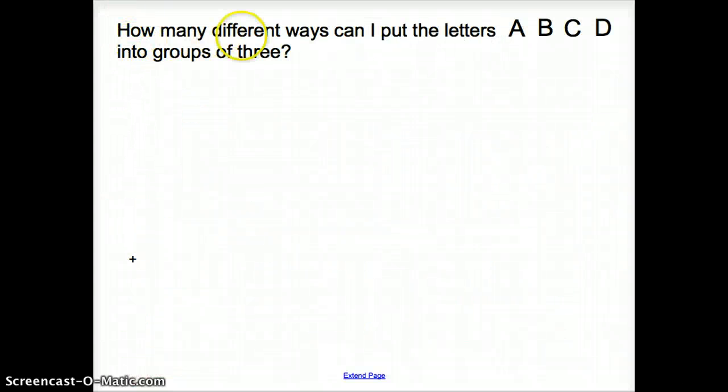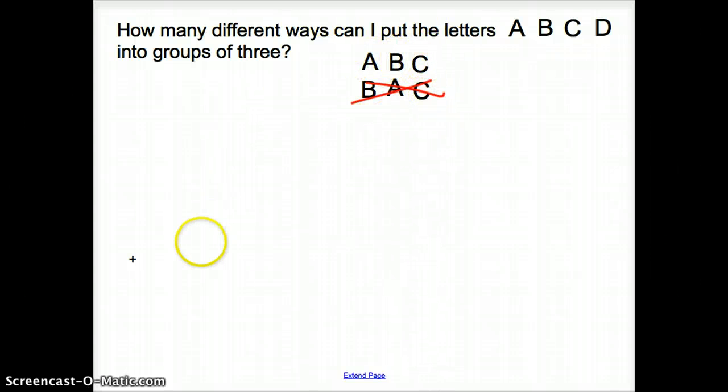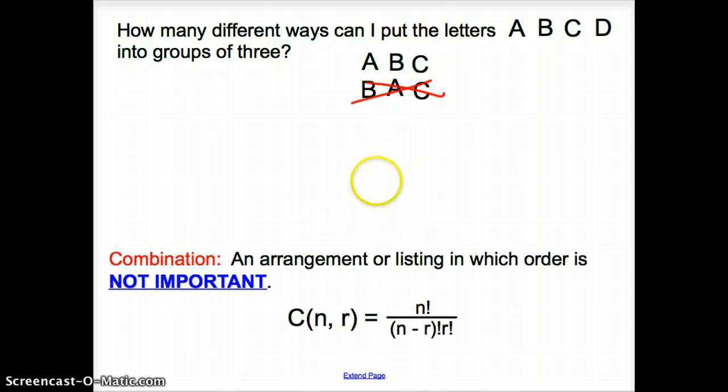Now I am asked how many different ways can I put the letters A, B, C, D into groups of 3. Well, if I start off with A, B, and C, is this group any different than B, A, C? We have the same group members, yes? So BAC is the exact same group as ABC. And that leads us into a combination.